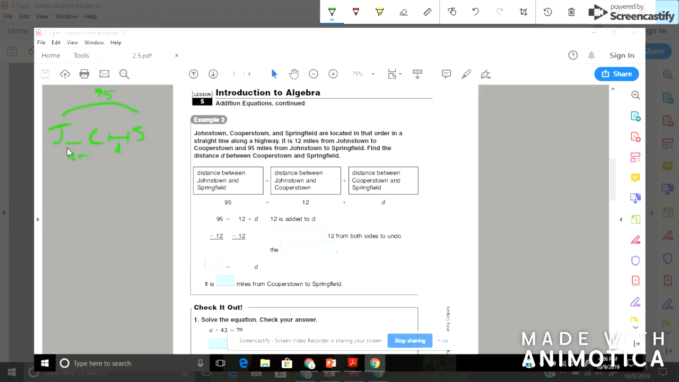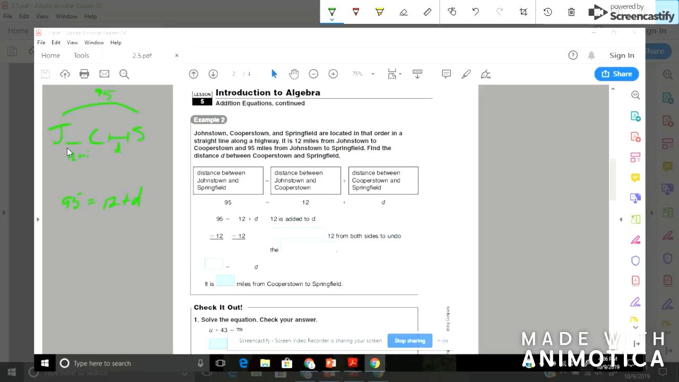All right. So if we take our distance between Johnstown and Springfield right here, that needs to equal the distance between Johnstown and Cooperstown plus the distance between Cooperstown and Springfield. This distance plus this distance should be the same as this entire distance up here. So we just write that out into the equation: 95 equals 12 plus D. So what I'm looking for is what number added to 12 will give me 95.